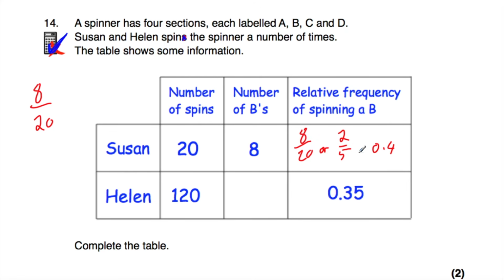So we've got that the relative frequency of Susan obtaining a B was 8/20ths, or 2/5, or even 4/10ths, or 0.4. Now let's have a look at Helen.